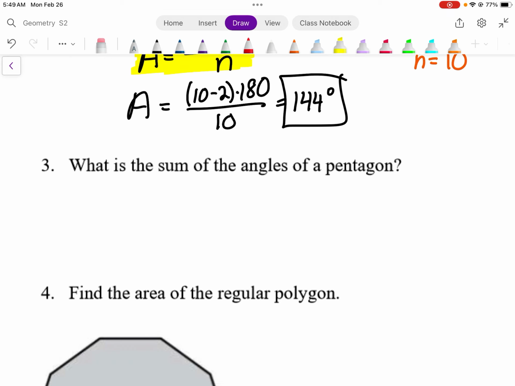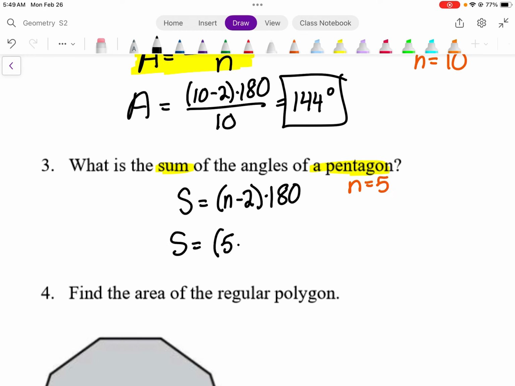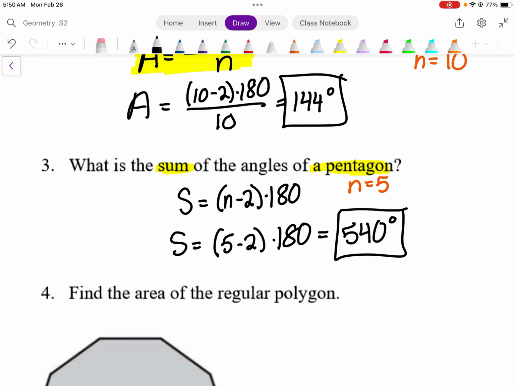The next one, they are asking you for the sum of the angles of a pentagon. So whenever you're looking for the sum, that's when you only use the top part of that equation, where you take n minus 2 times 180. And a pentagon has 5 sides, so we would be able to plug that in, 5 minus 2 times 180. And if we plug that into a calculator, we would get 540 degrees. So this one is when you're looking for the sum of all the angles.